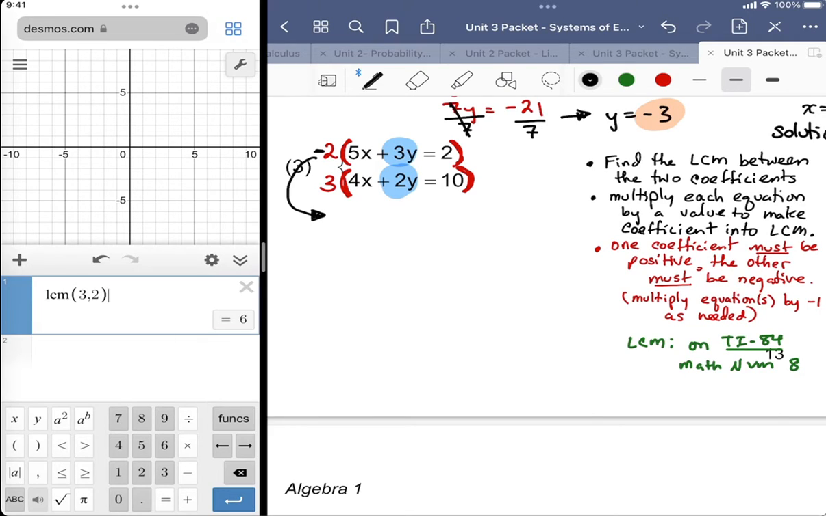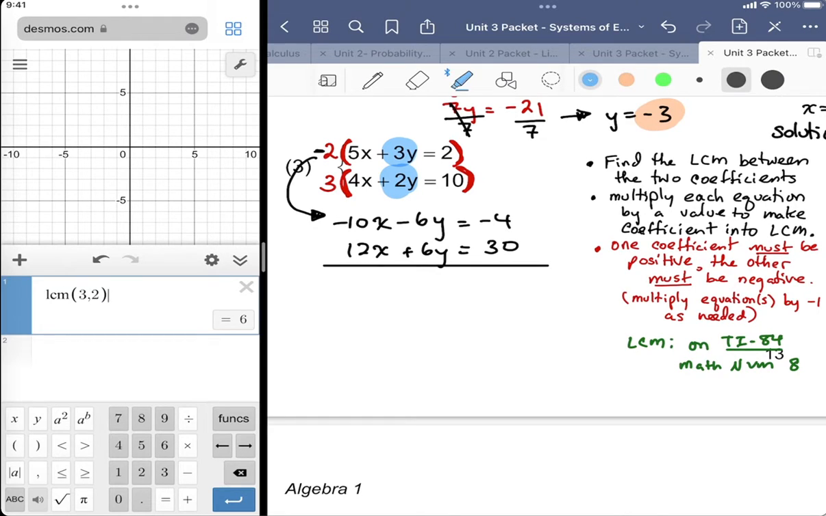So, anyway, I'm going to multiply through with a -2. So you get negative 10x minus 6y is equal to -4. All right. For the second equation, I got 12x plus 6y is equal to 30. And you'll notice now the coefficients of the y term are opposites, which is precisely what we had in mind.